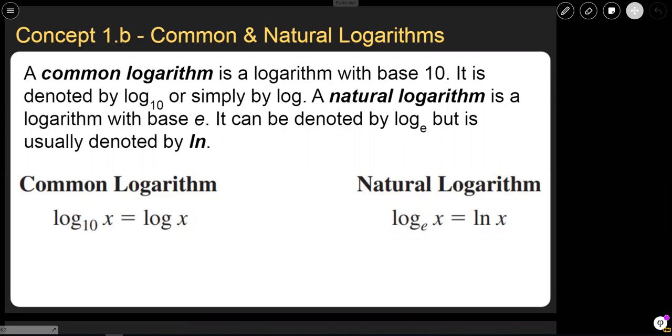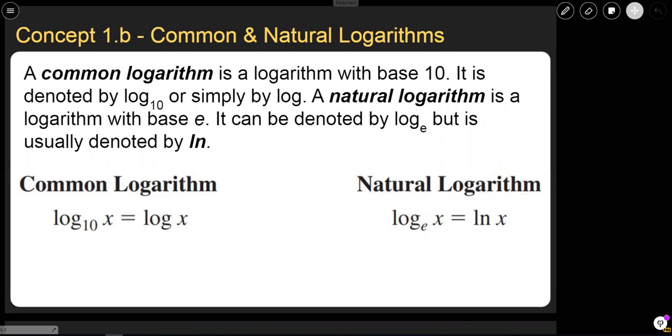I'm going to rewind a little bit back to the beginning of concept 1.b about common and natural logarithms. Some of the classes got through this, some we just barely touched on it. I just want to bring everybody back into sync with one another.